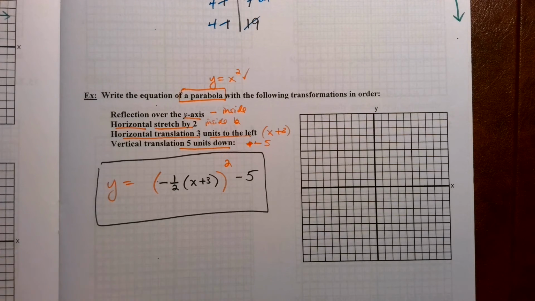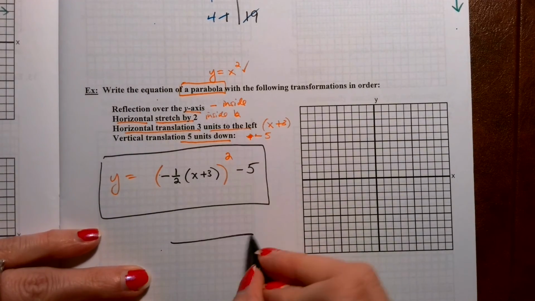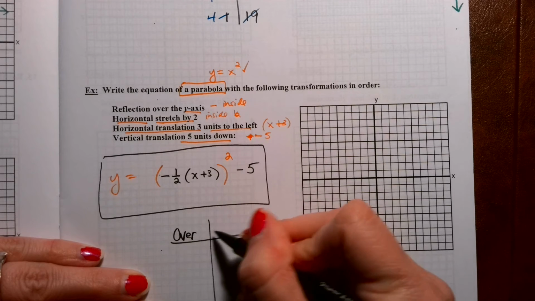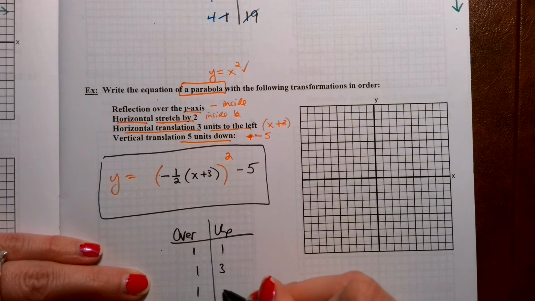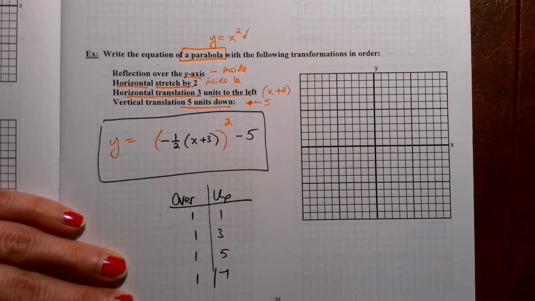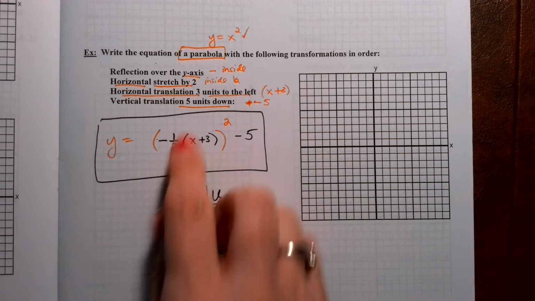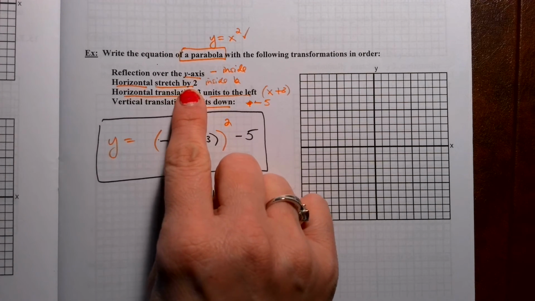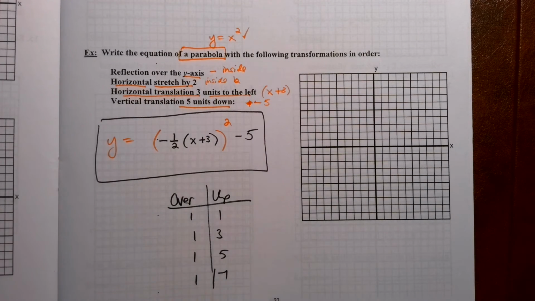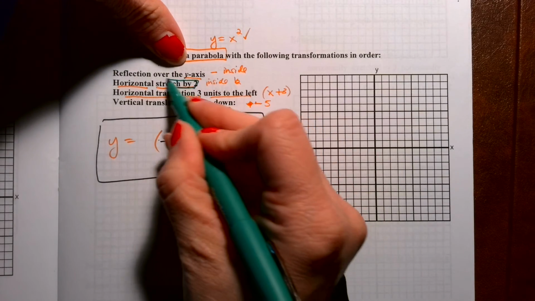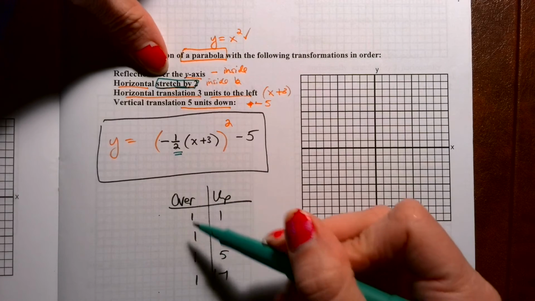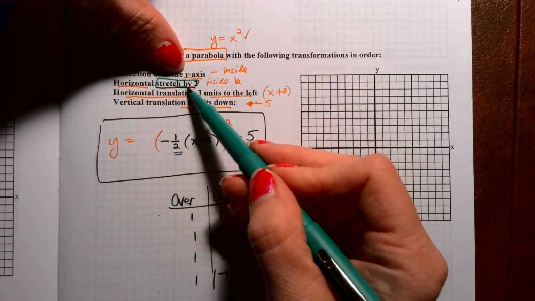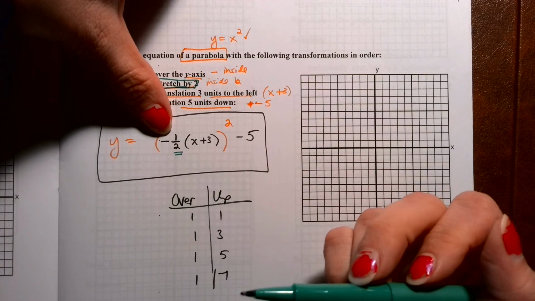Okay, so let's go ahead and graph this. When you have a parabola, it goes over 1 up 1, over 1 up 3, over 1 up 5, over 1 up 7. We have to do a horizontal stretch by 2. And this is where some people get a little weird. It says stretch by 2, but I write 1/2. What should I do here? Should I do the stretch by 2 or do the 1/2?